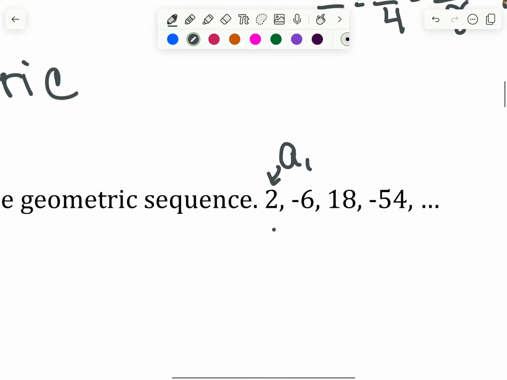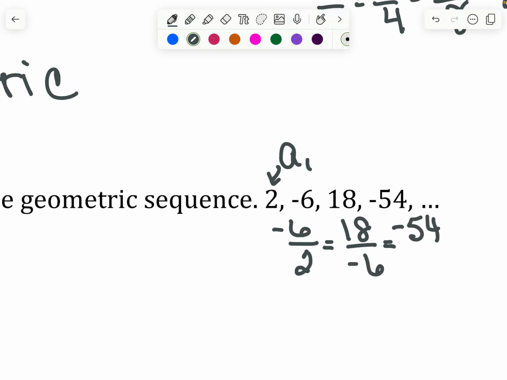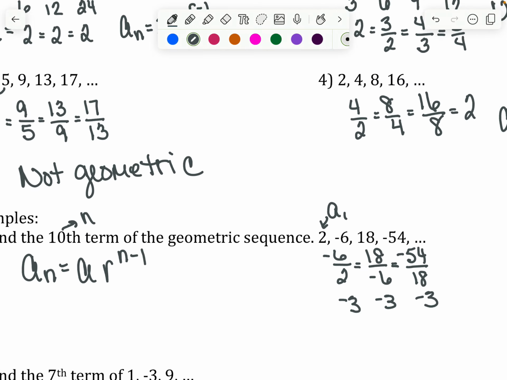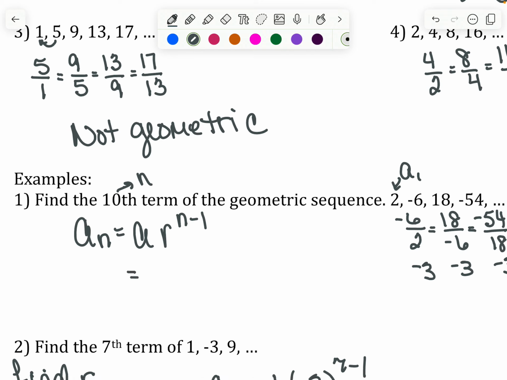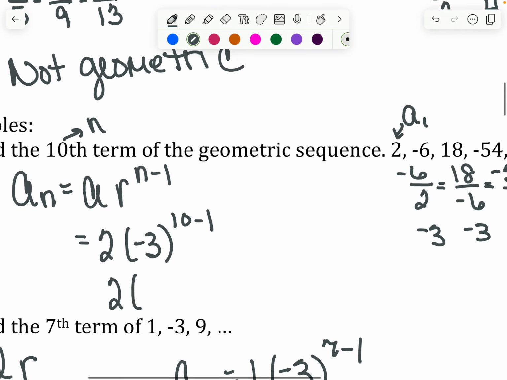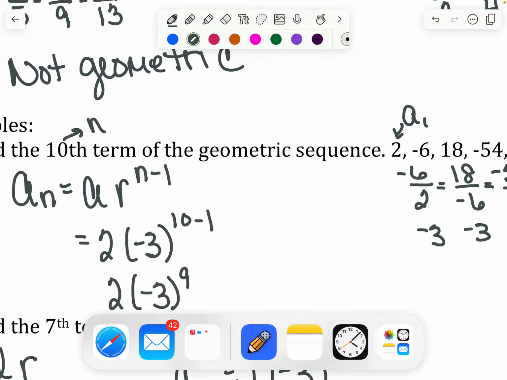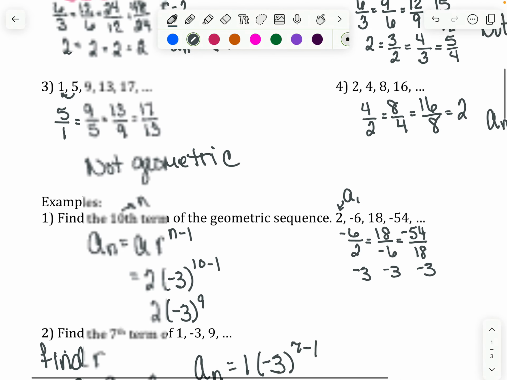Well, let's do negative 6 divided by 2 and see if that's the same as 18 divided by negative 6. And is that the same as negative 54 divided by 18? Well, it's negative 3, and negative 3. All right, so looks like r is negative 3. So let's put this in. So 2 times negative 3 to the 10 minus 1. Right, so 2 times negative 3 to the 9th. Again, I don't know what that is. Oops, sorry, I thought I had my calculator up and ready to go.